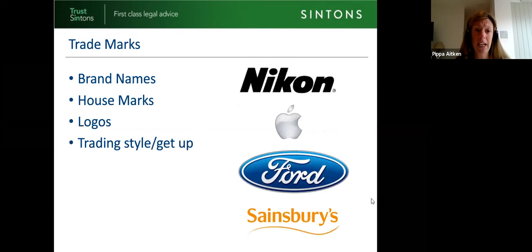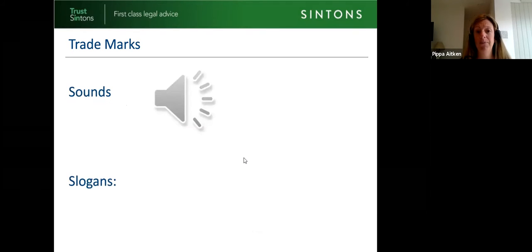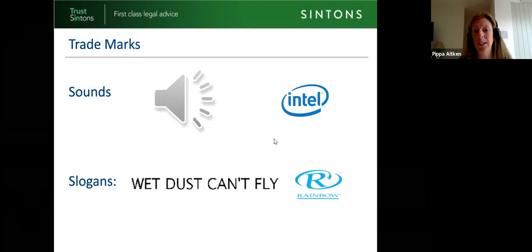They can be brand names, house marks, logos, your trading style or get-up. They can even be shapes, the Coca-Cola bottle was registered, or colours, such as the Dairy Milk purple colour, which is very well known, obviously, for a chocolate. It can be sounds, and Intel registered their sound for their computers, and it can be slogans.